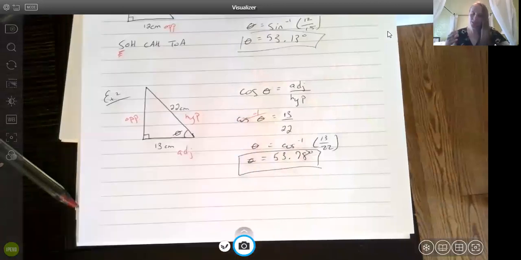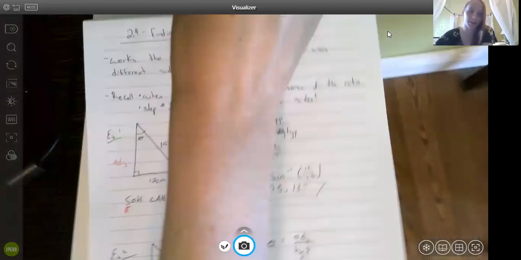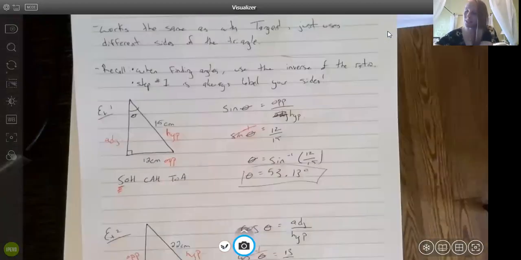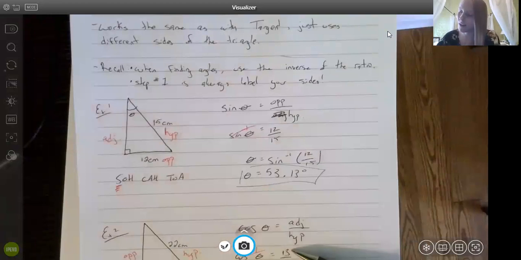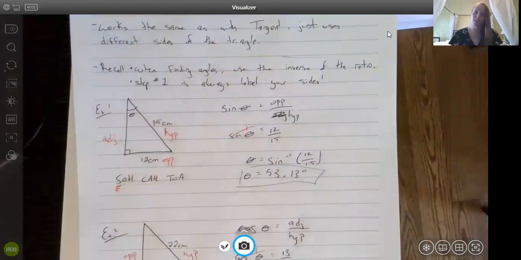So once again, really important to start with labeling your sides. It's how you figure out whether you're going to be using sine or cosine. That all comes down to which sides you're given in the triangle.